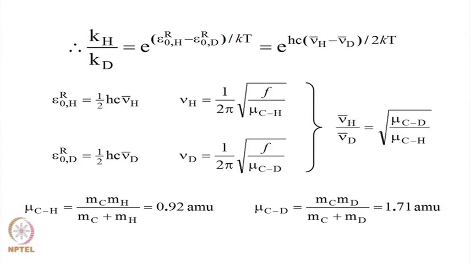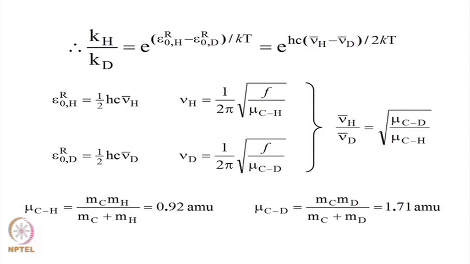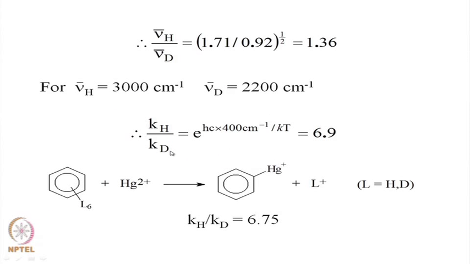That is, even if you go to absolute zero temperature, the residual vibration will be this much. This will remain there. It will never stop vibrating, even if you go to absolute zero temperature. If it stops vibrating, then it will violate your uncertainty relation. Therefore, your kH by kD is this, so it is 6.9.